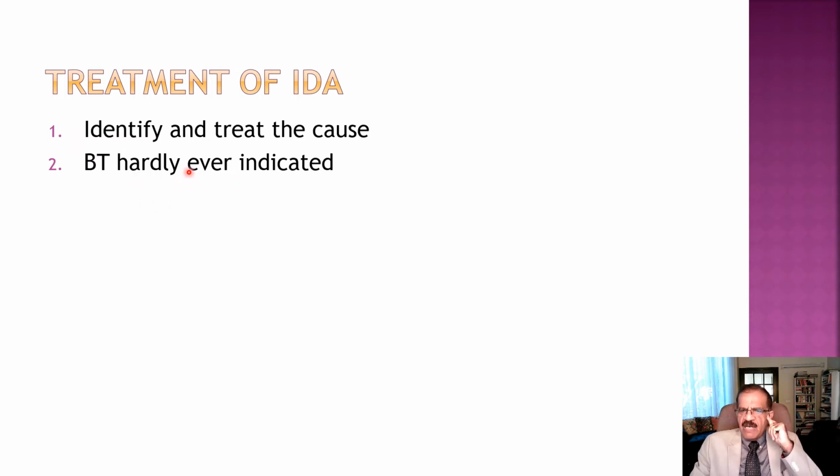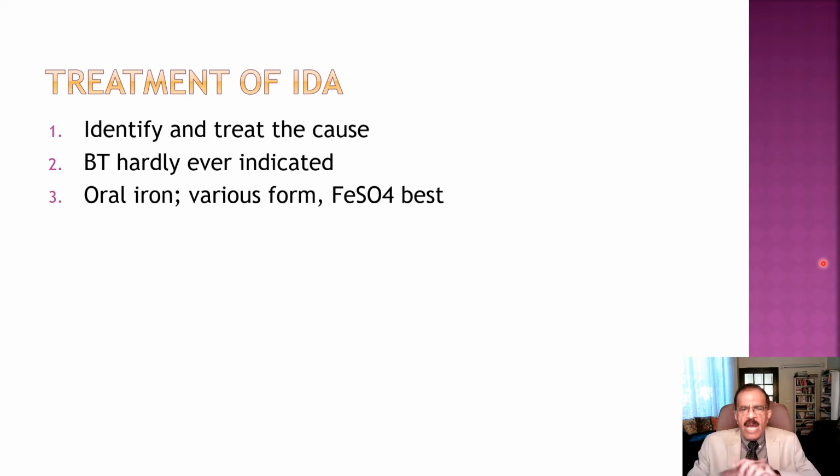Otherwise, in iron deficiency anemia, we need to replace the iron, and blood transfusion should be avoided if possible, because blood transfusion has got many hazards. And oral iron is the standard treatment. There are various forms, and ferrous sulfate is perhaps the cheapest and the best.